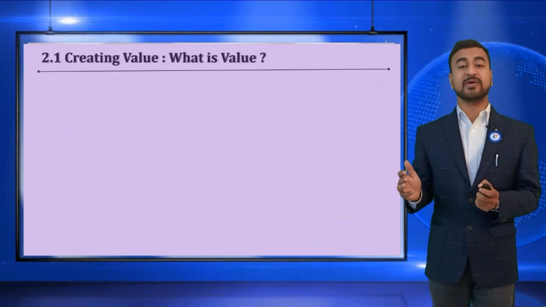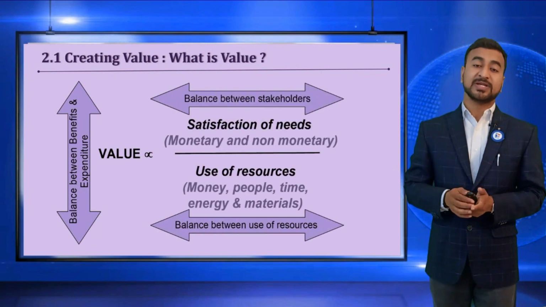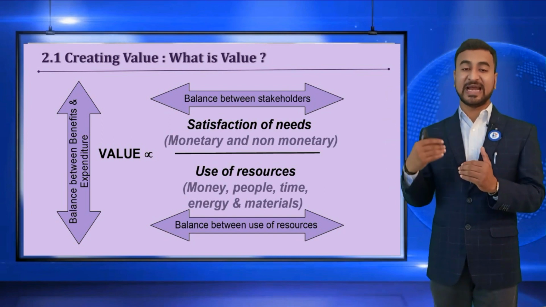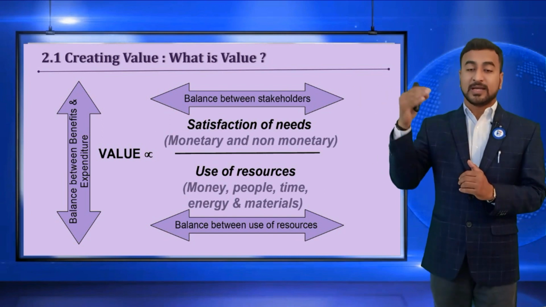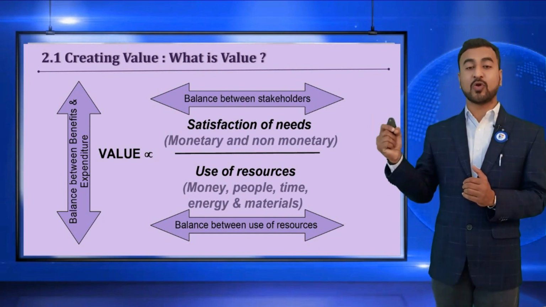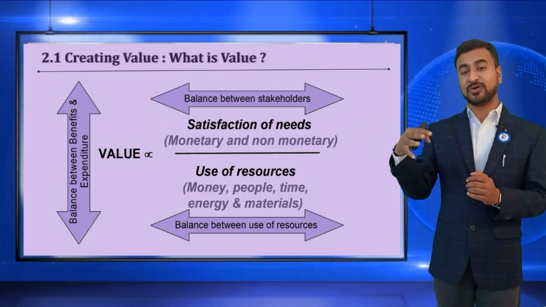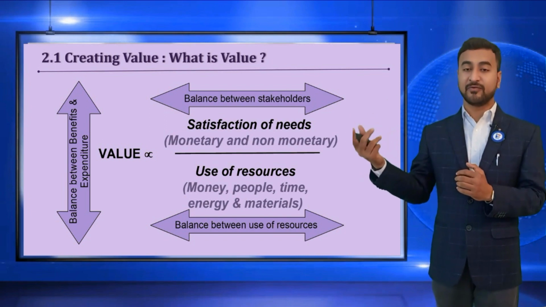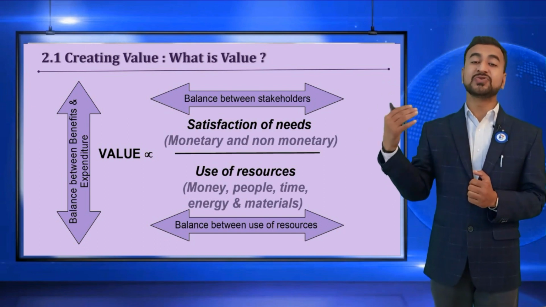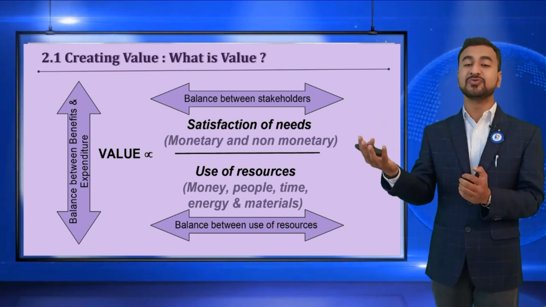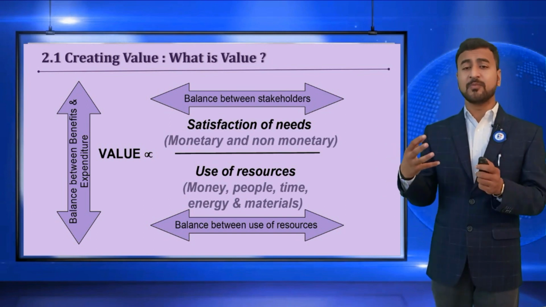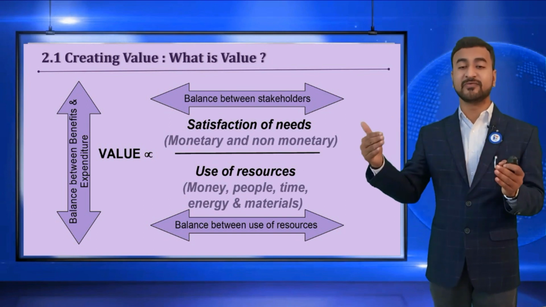The holistic idea of value delivery is that value is a balance between the benefit and the expenditure. In this ratio, on the numerator side, is the satisfaction of needs, monetary and non-monetary, balanced between the stakeholders. Different stakeholders require different kinds of needs, so that is how you satisfy those needs. This is divided by the use of resources, how efficiently and effectively you use resources in terms of money, people, time, and energy. So that's the combination where we need synergy between the different organizations.